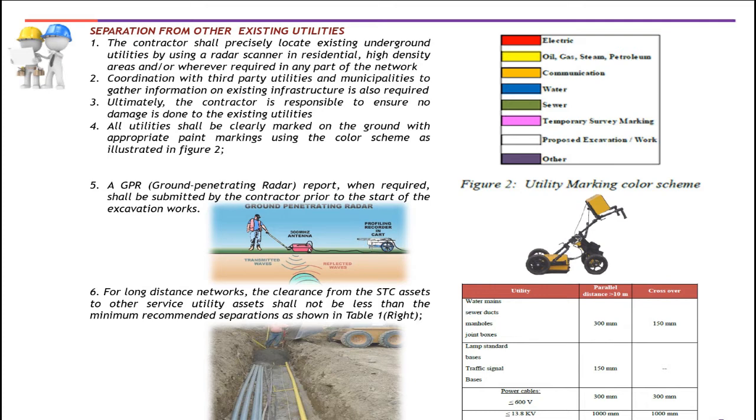So if we have these utilities, for example, water mains, sewer ducts, manholes and joint boxes, make sure that the parallel distance, if the road is more than 10 meters, must be 300 millimeters. And when it is a crossing, okay, if you are crossing, please make sure to maintain 150 millimeters.